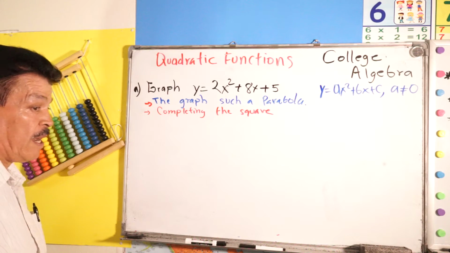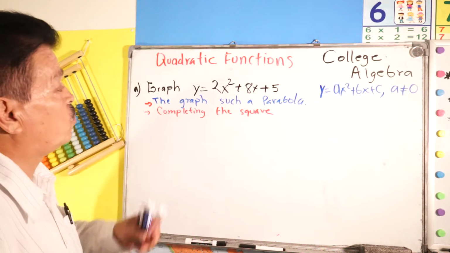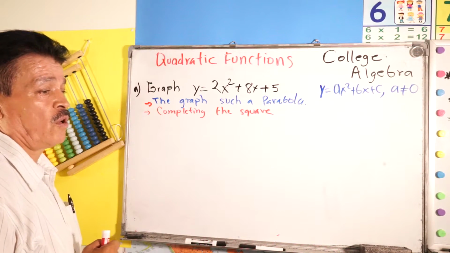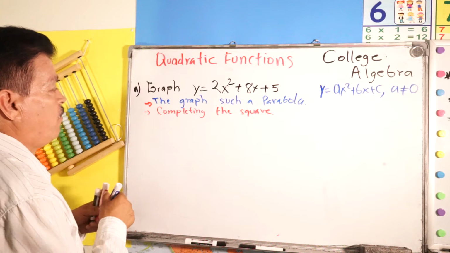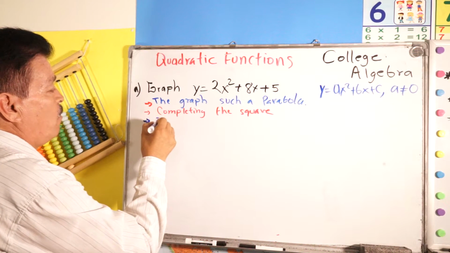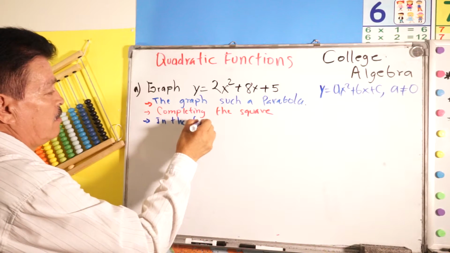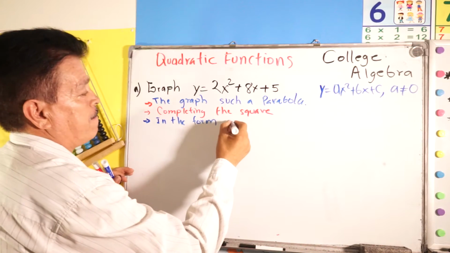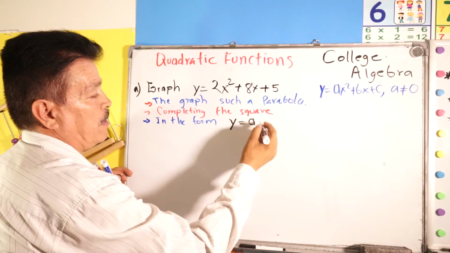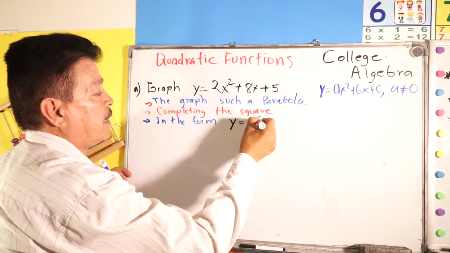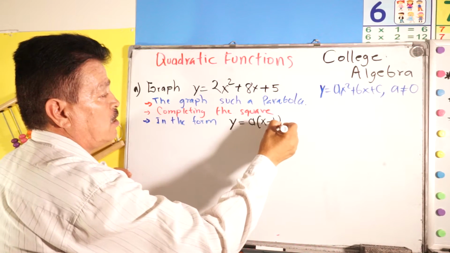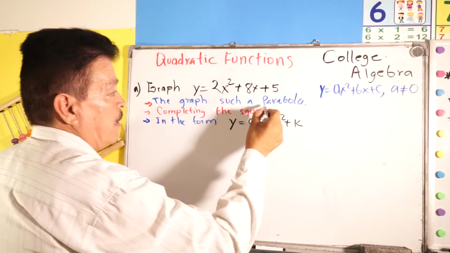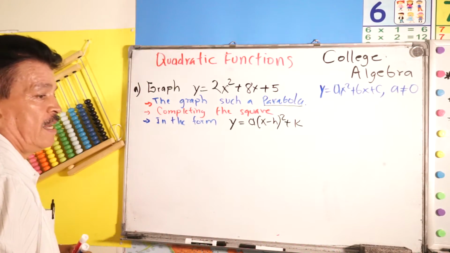We want to rewrite y equals 2x squared plus 8x plus 5 in the form y equals a times (x minus h) squared plus k. Remember this formula? We are talking about the parabola, right? This is a very important clue.